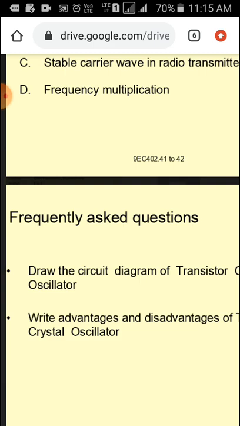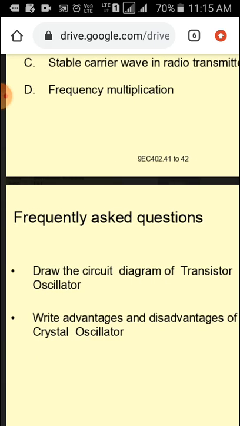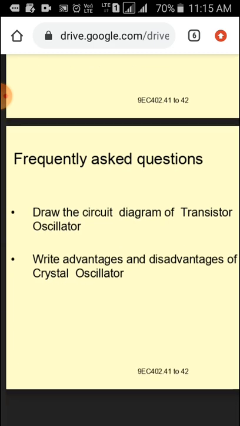Frequently asked questions. Draw the circuit diagram of the transistor crystal oscillator. Write the advantages and disadvantages of the crystal oscillator.